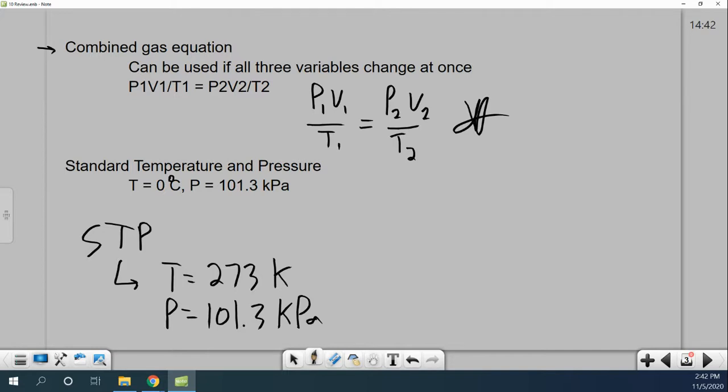That should be a lowercase k. Apparently my uppercase k and my lowercase k look the same. Who would have known?